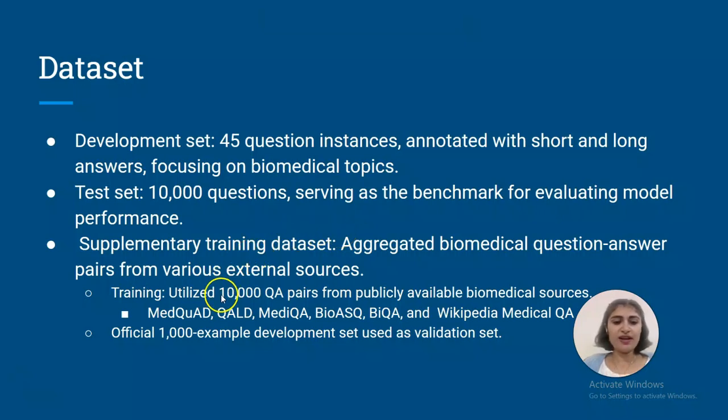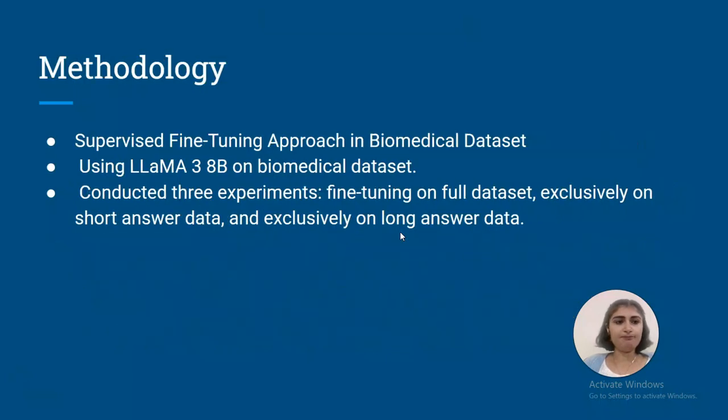So to tackle this problem, we gathered datasets from different sources. We were able to gather around 10K QA pairs for biomedical questions. These questions vary from a short answer, one single answer, to a long answer, where we have the answer and the explanation behind it. During training, we use the 10K gathered dataset, and we use the provided dataset as validation for our models.